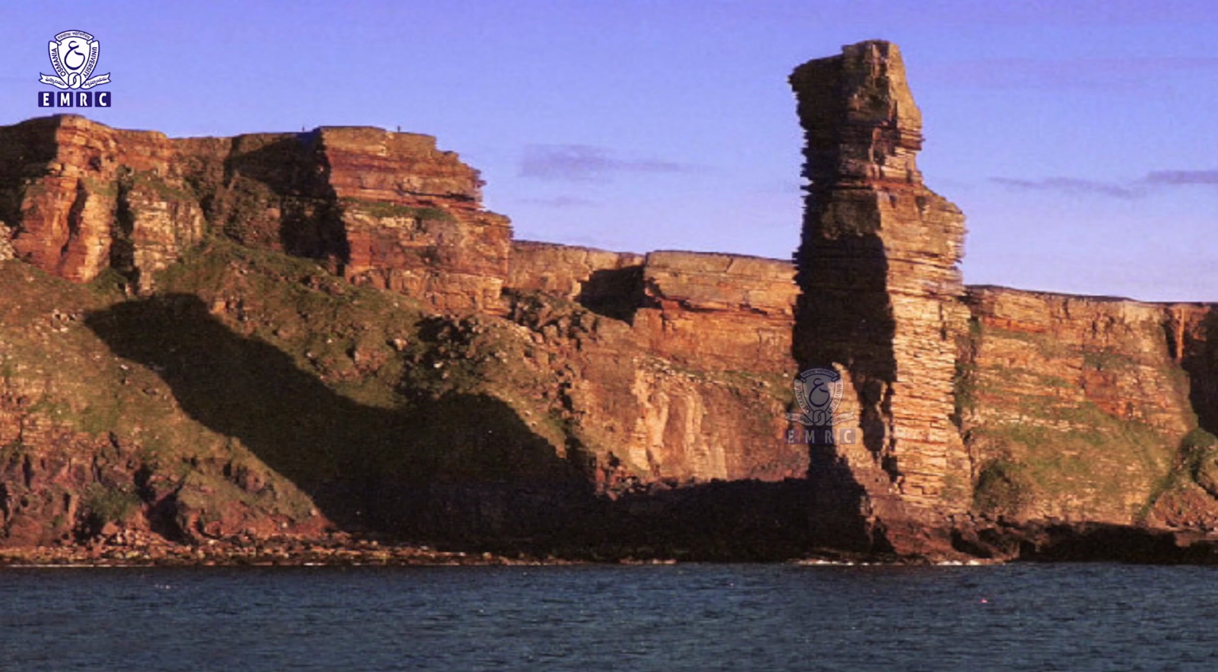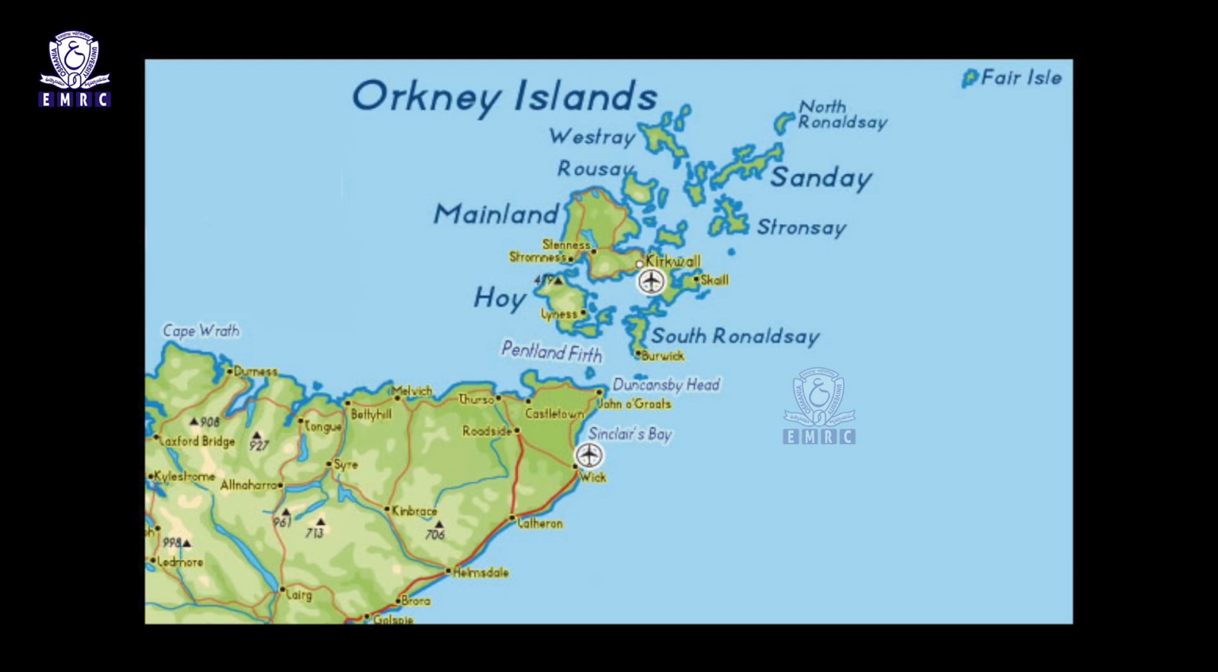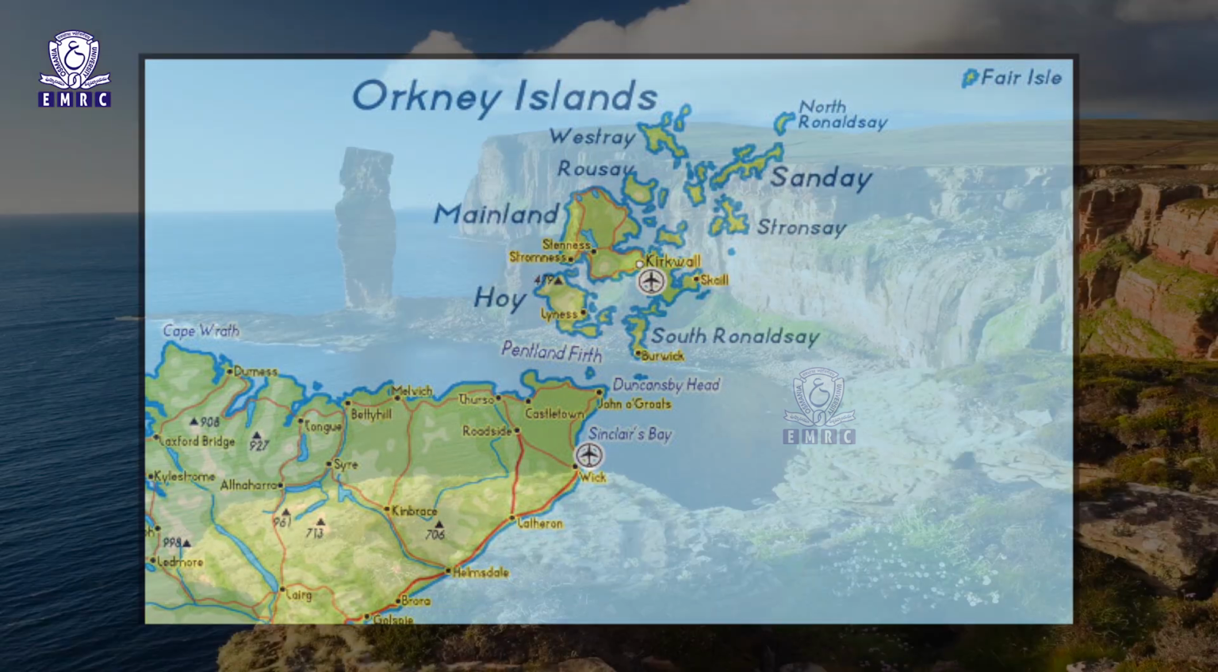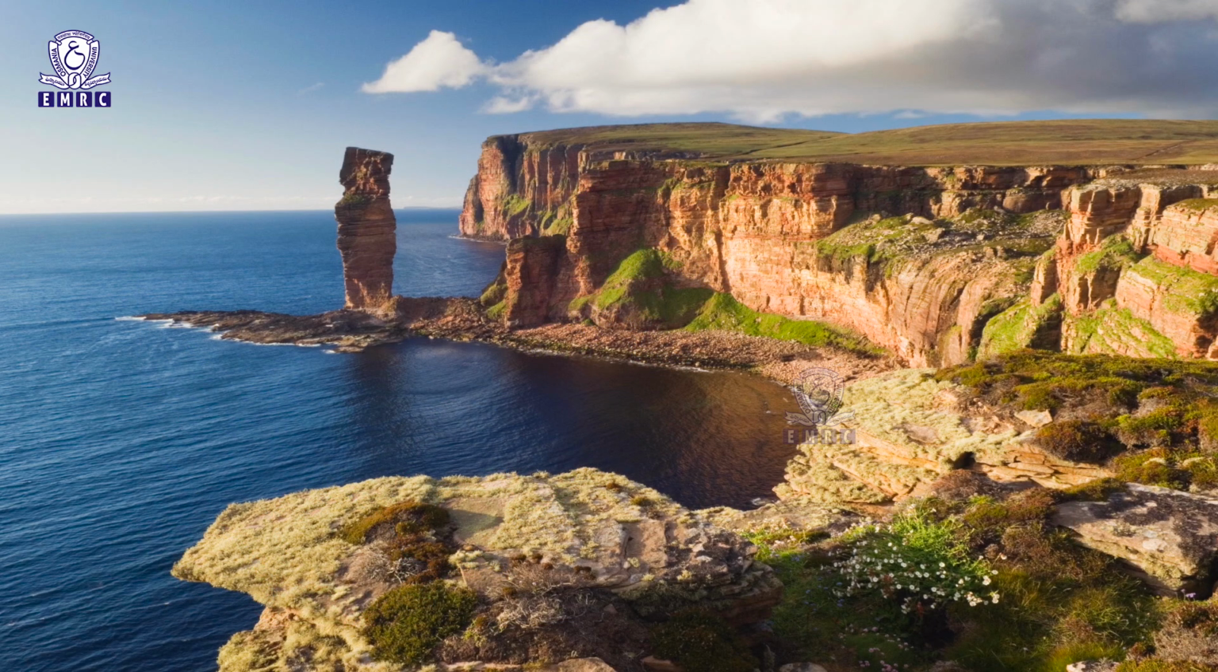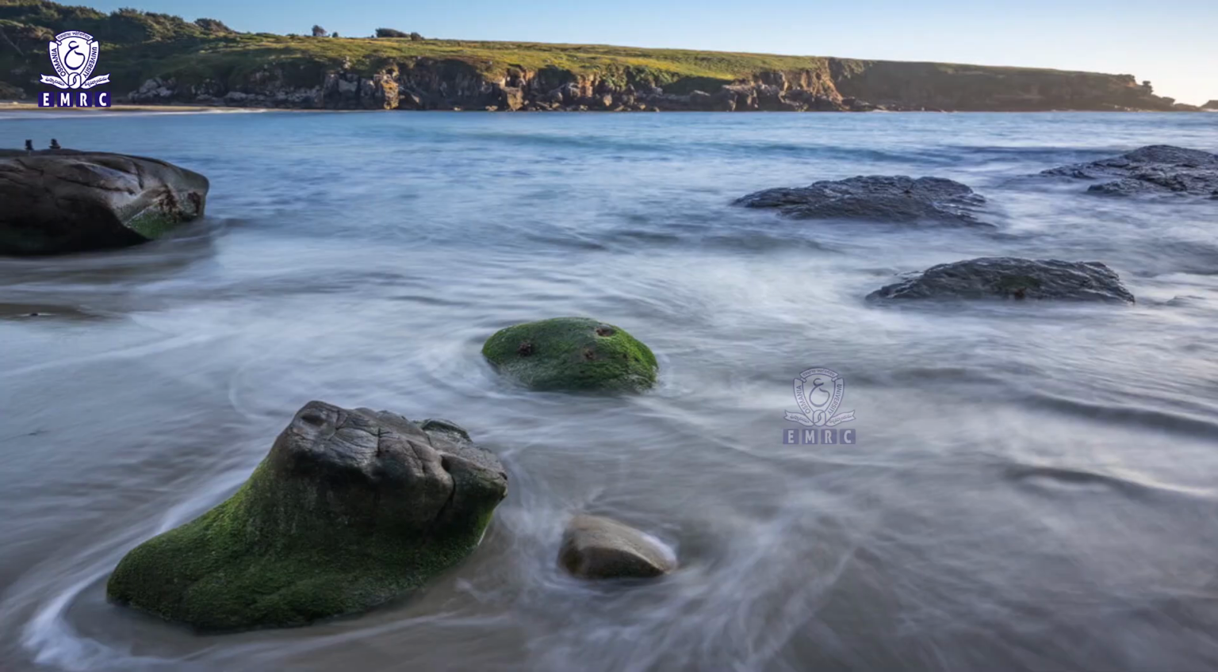The Old Man of Hoy, which is 137 meters high in the Orkney Islands of the British Isles, is a typical example of a sea stack. When the stacks are consumed by the wave attack, a small portion of it is visible above the sea level, called a stump.